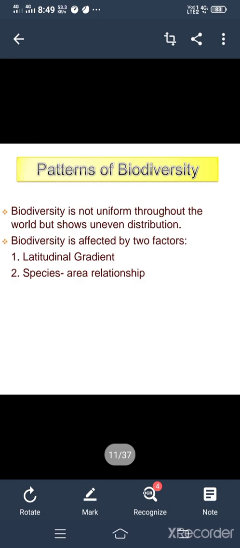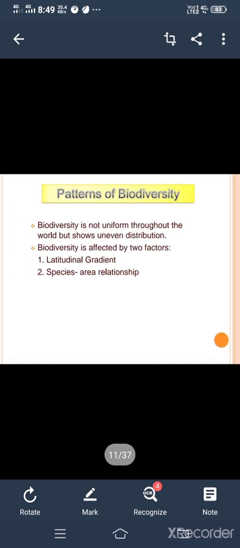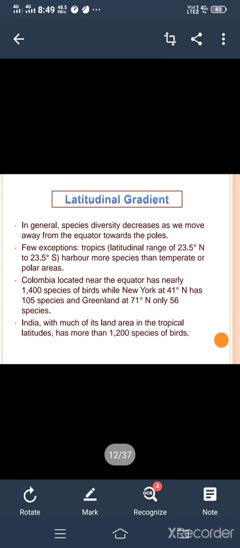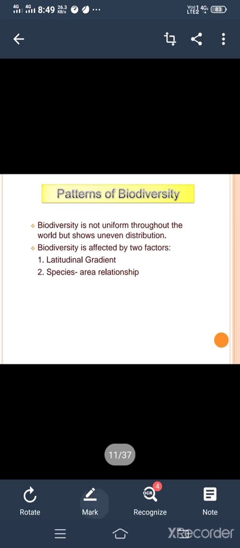Biodiversity is affected by two factors. One is latitudinal gradient and the second one is species area relationship. Now we'll move on to the latitudinal gradient. What is the meaning of this? In general, species diversity decreases as we move away from the equator towards the poles. I will show it over here.